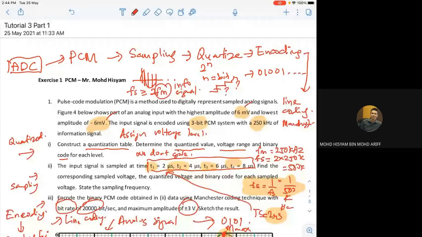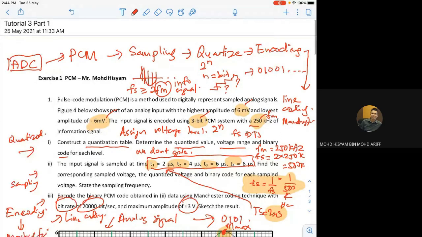Because we want to do 2 power of n. Okay, we know the level, and then you must know the frequency, whether it is the information signal or the sampling. Because once you get the sampling frequency, you can find the sampling time. This one is actually Fm. Okay, remember. Now construct the quantization table.